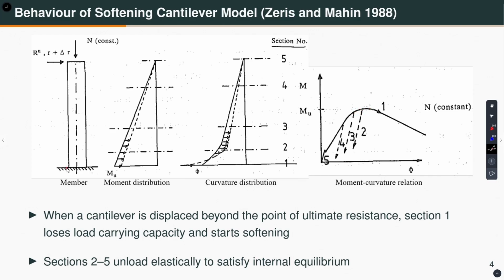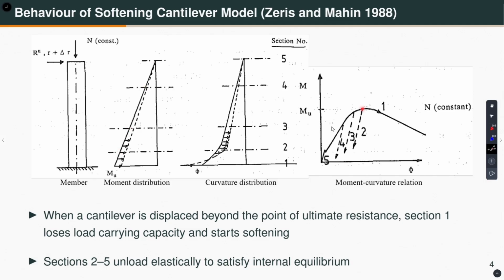I am calling this cross section number 1, identified like that, and let us say here I take another section 2, 3, 4 and 5. So, these are 5 cross sections, physical cross sections that we are talking about. Now, the moment it attains the peak, accordingly the bending moment at sections 2 to 5 will be like this value, this value, this value, and here it is 0.